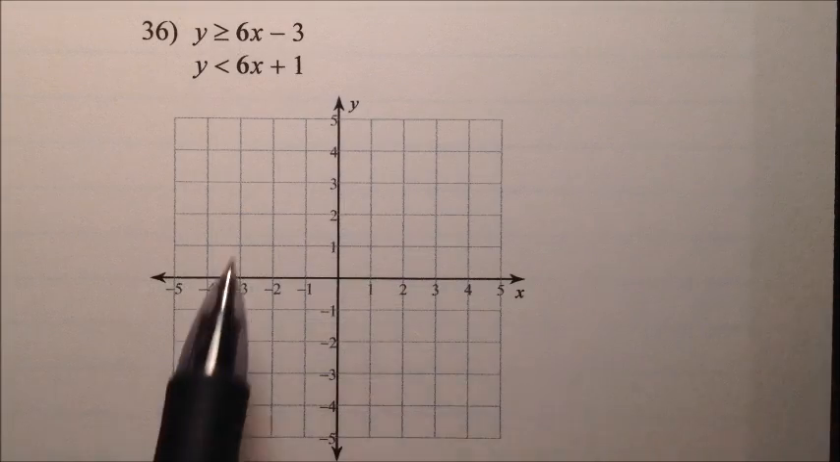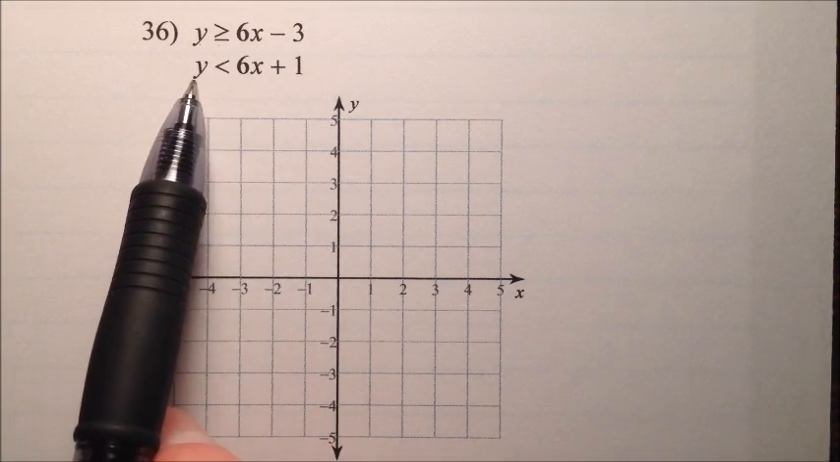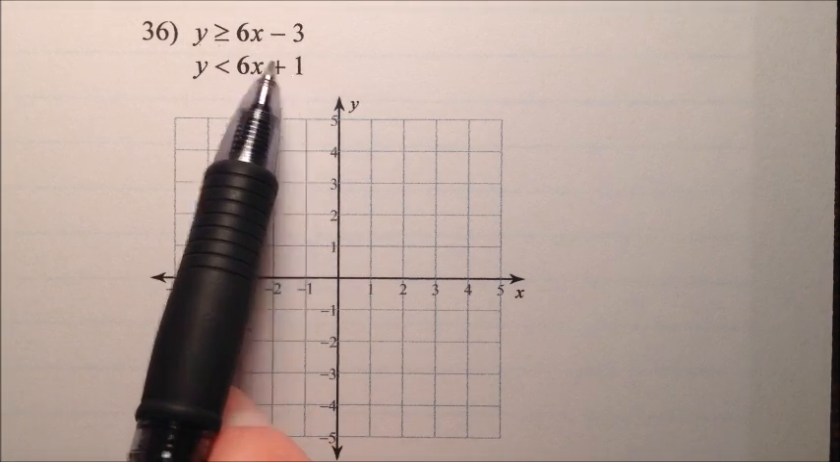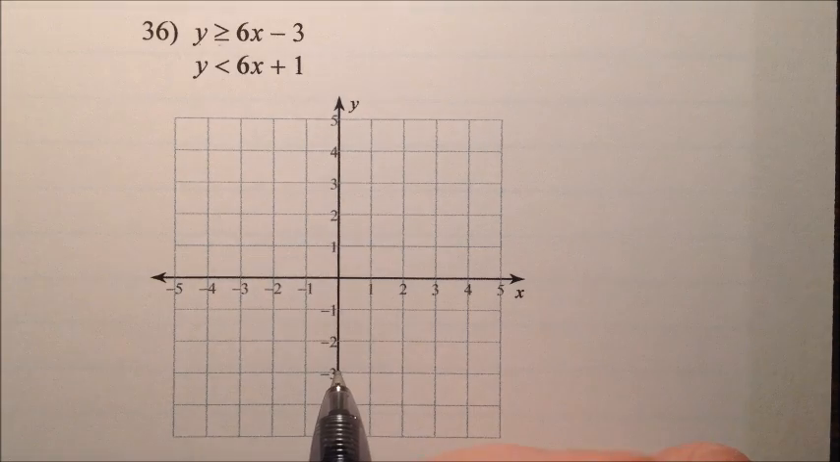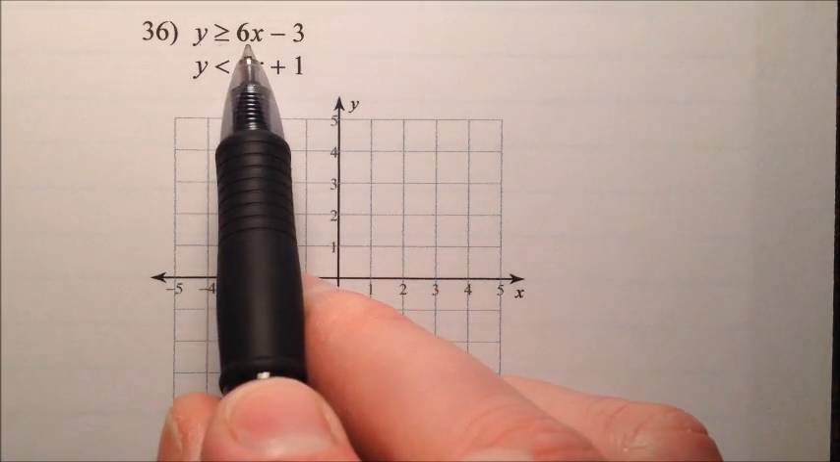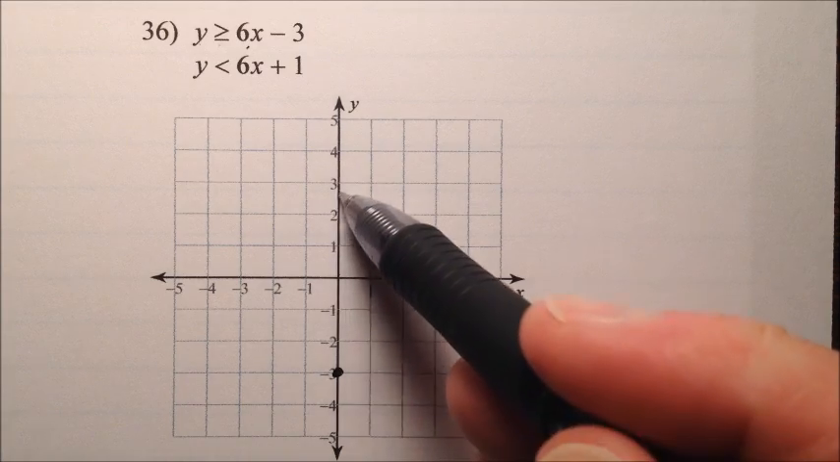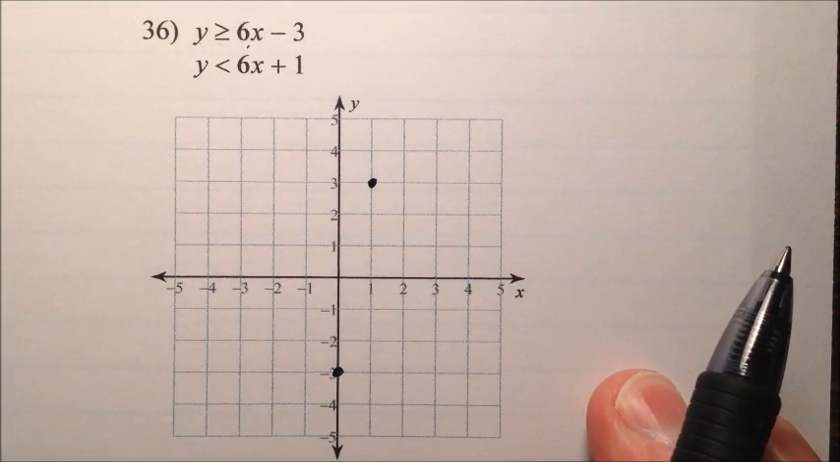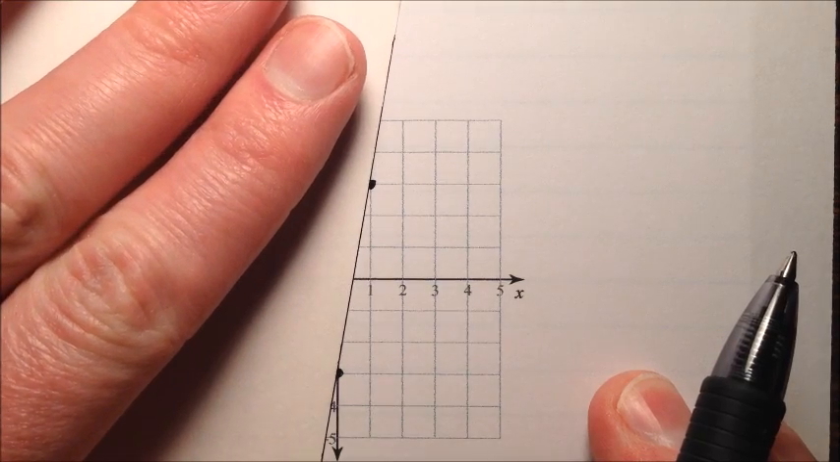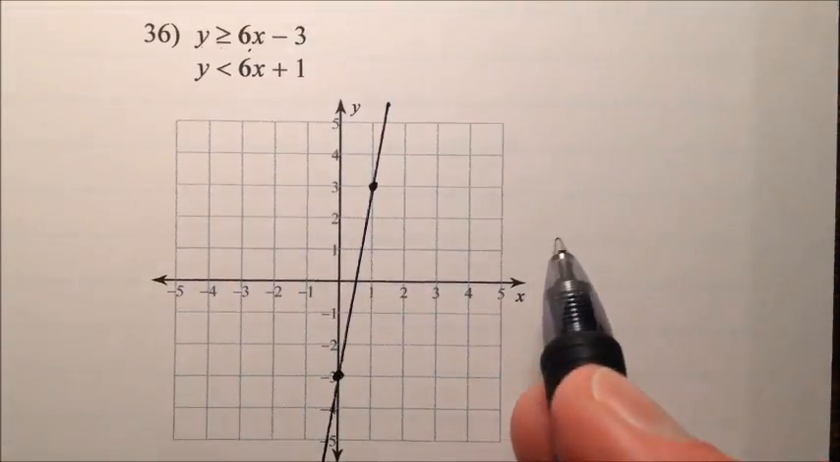Okay, for number 36, we have y is greater than or equal to 6x minus 3, and then y is less than 6x plus 1. Let's do this first line, and notice it's greater than or equal, so it'll be a solid line. We'll go to negative 3, and the slope is 6x, so up 6 over 1. It looks like we can only do the 1 because otherwise we run out of space. So let's draw him, and he's pretty steep, and we said he's solid.